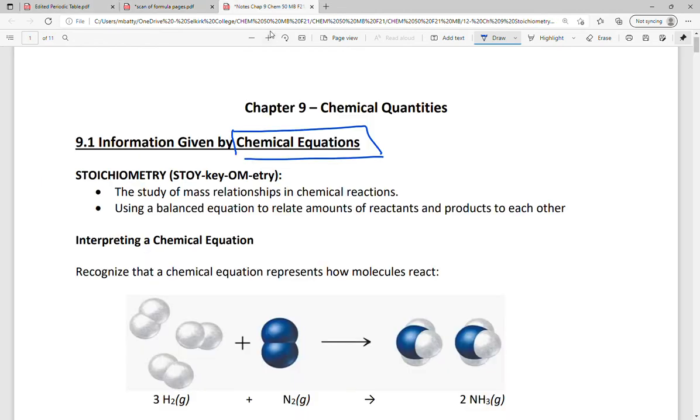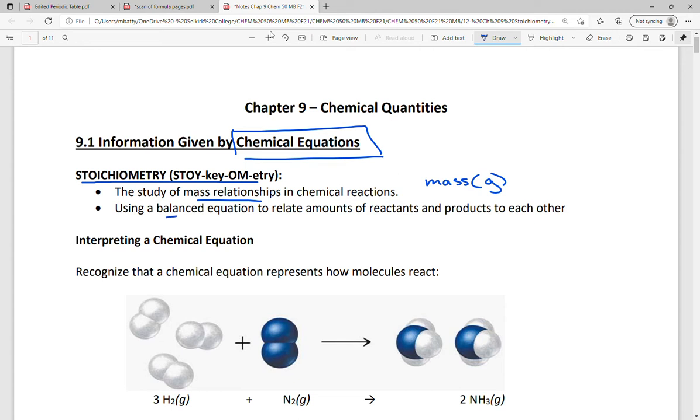So chapter 9 is technically on stoichiometry. It's a really fun word to say. Stoichiometry is the study of mass relationships in chemical reactions. Again, because we can measure mass in the lab in grams, and we do have that central idea of the mole, we're going to put it all together with stoichiometry and chemical reactions.